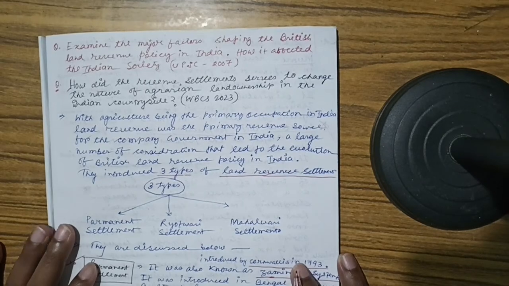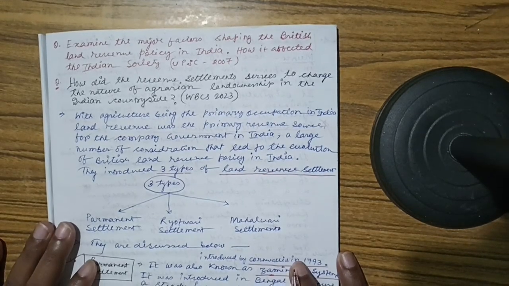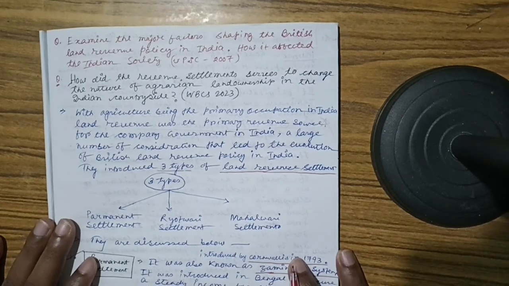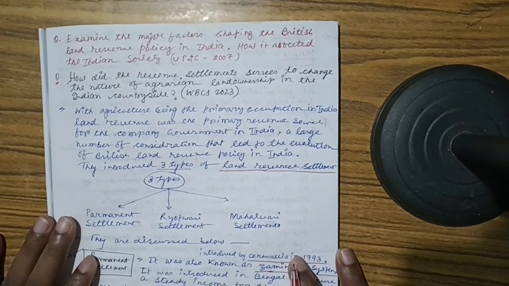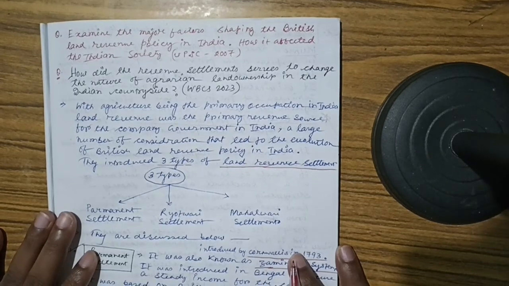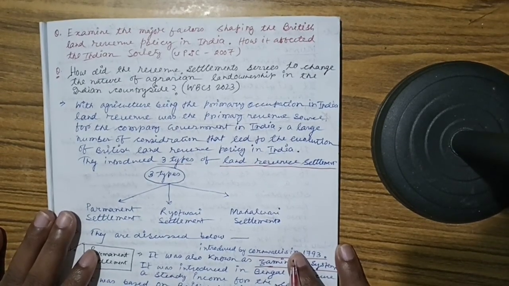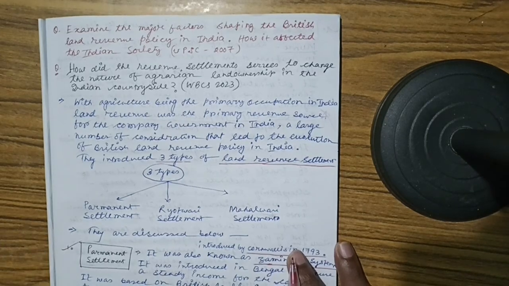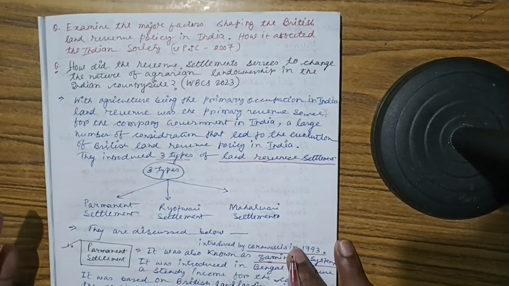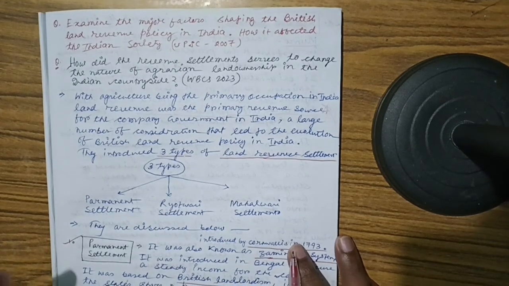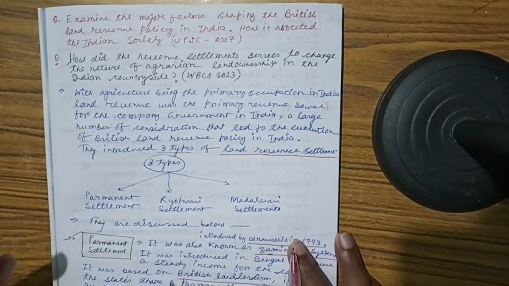And another question is: how did the revenue settlement serve to change the nature of agrarian land ownership in the Indian countryside? It came in WBCS 2023. I don't find any differences between these two questions. They demand the same answer. That's why I have written the two questions side by side, so that you get to know that the only difference is in the language, but the questions remain the same and demand the same answer.